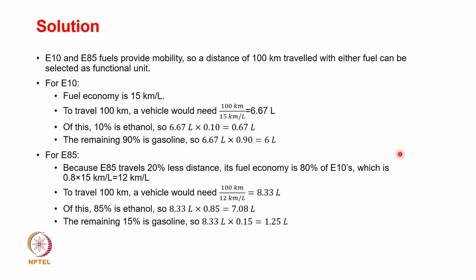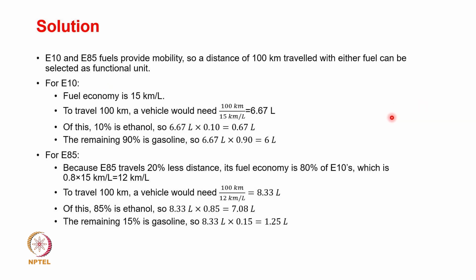So let us look at the case: E10 and E85 fuels for mobility. A distance of 100 kilometers traveled with either fuel can be selected as the functional unit. This is how you define your functional unit. So, we can do the analysis for E10.